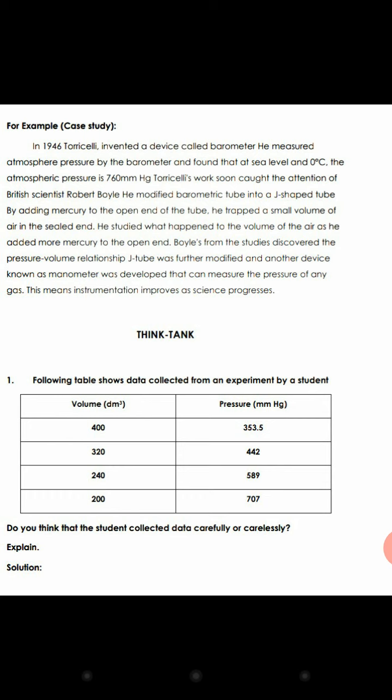The J tube was further modified. Another device known as a manometer was developed that can measure the pressure of any gas. This means instrumentation improves as science progresses. Beta, here our exercise is completed and our think tank is remaining.